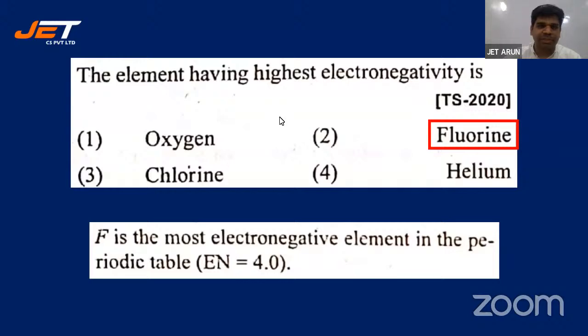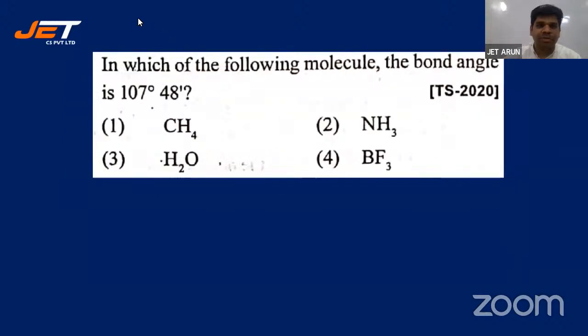All right, let's go for the next one. In which of the following molecules is the bond angle 107 degrees 48 minutes? So you have got CH4, NH3, H2O, BF3. Mixed response again. Some of you say 2, some of you say 4. Fatima says 2. Sharan says 2. Sangeeta says 4.